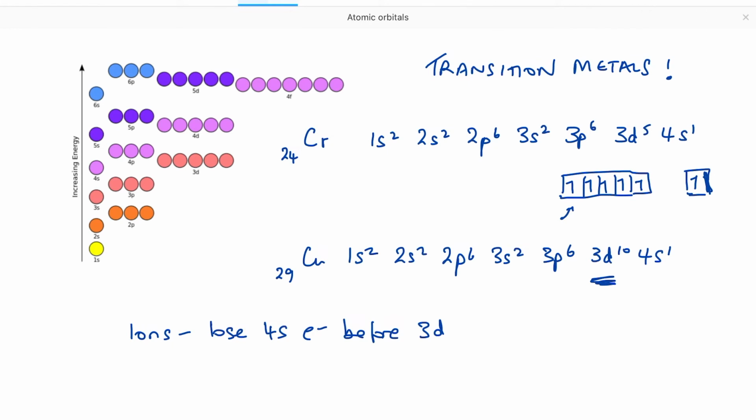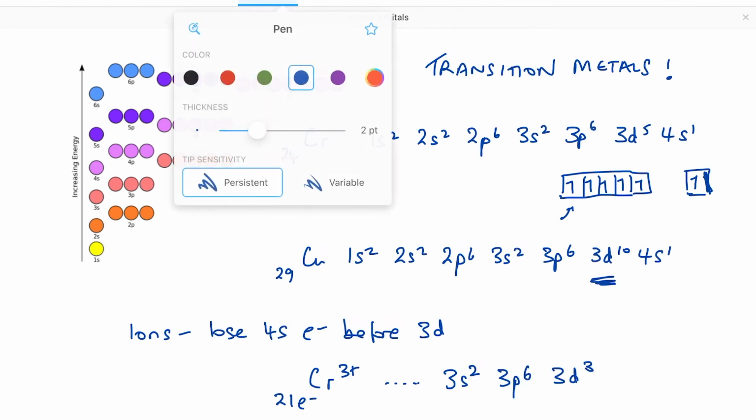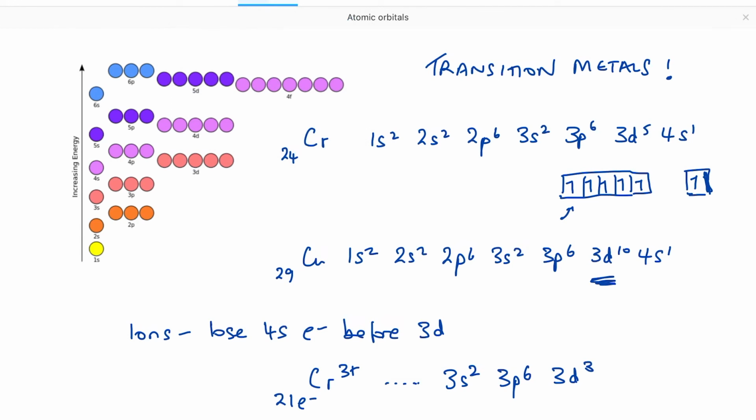So, for example, if I've got a chromium 3 plus ion, I've essentially got 21 electrons, we've lost 3, and I'm just going to do the last bit, we end up with 3s2, 3p6, 3d3. It has lost the 4s electron first, and then it lost 2 of its d electrons. And that is the same idea for all transition metals. The majority of them would lose their 4s2 before they lost their 3d.